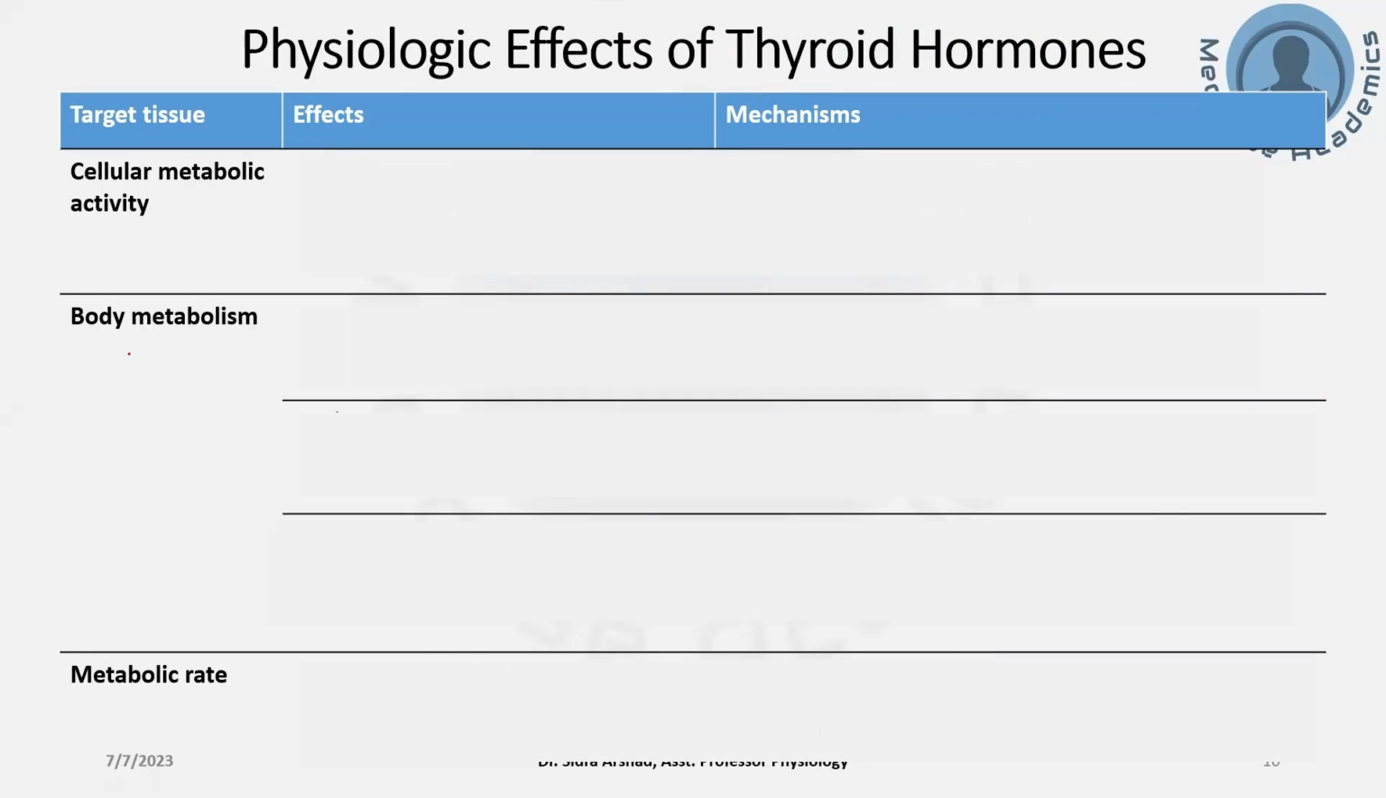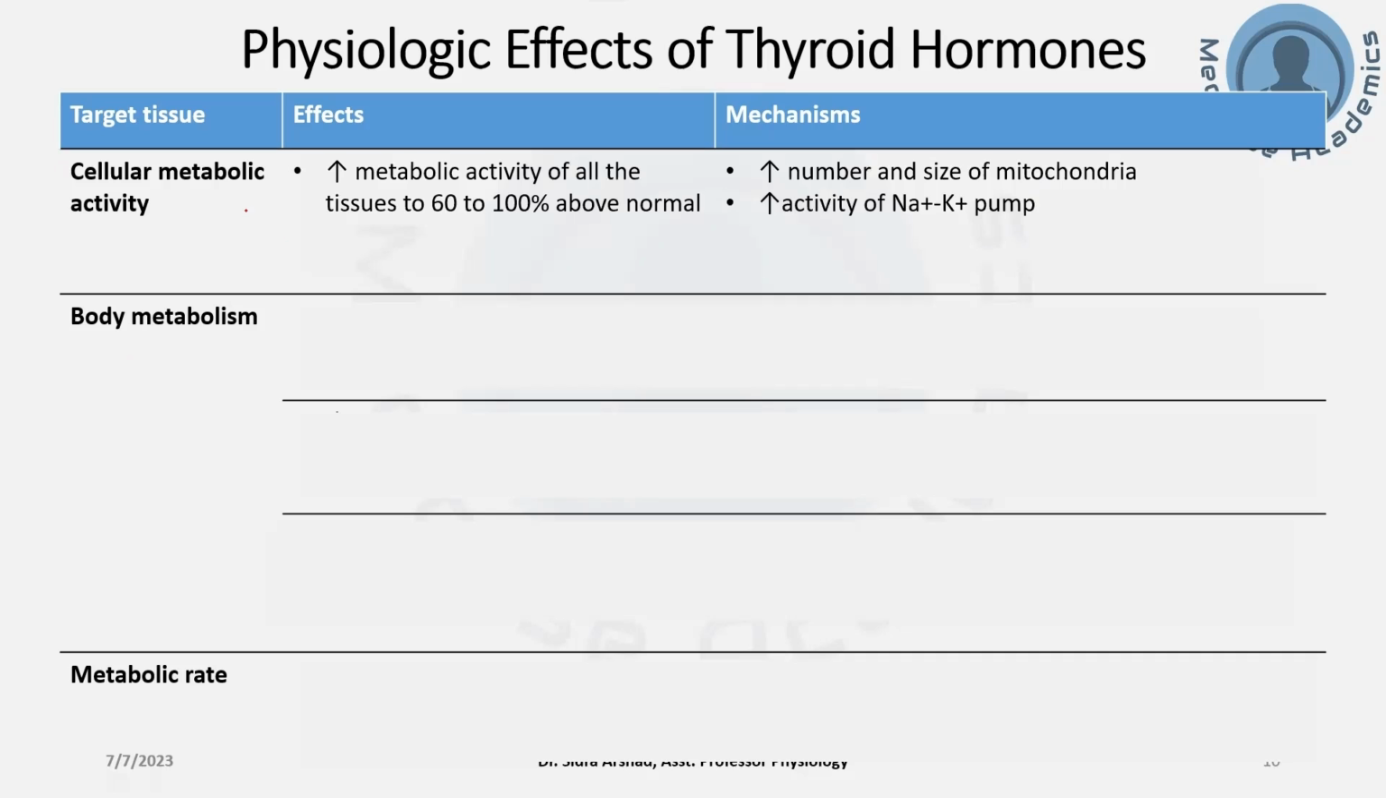Now that we have discussed the mechanism of action of thyroid hormones, let's discuss the physiologic effects of thyroid hormones on the tissues. We are going to look at them one by one. Let's start with the cellular metabolic activity. So thyroid hormones increase the cellular metabolic activity. They are involved in increasing the basal metabolic rate of the body, which is brought about by increasing the cellular metabolic activity.